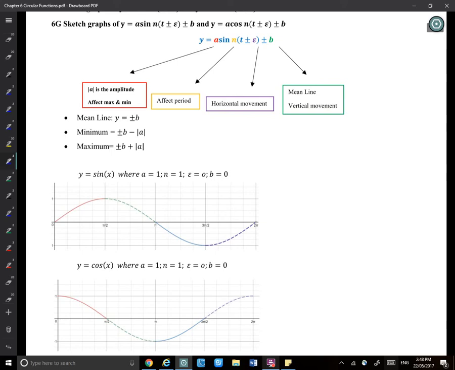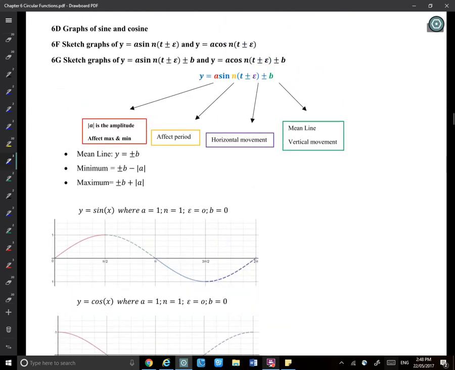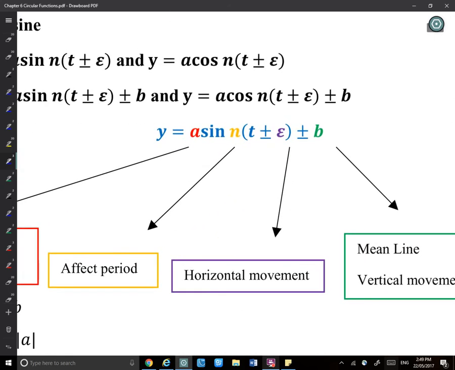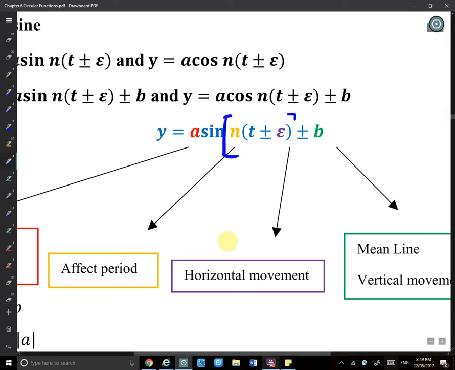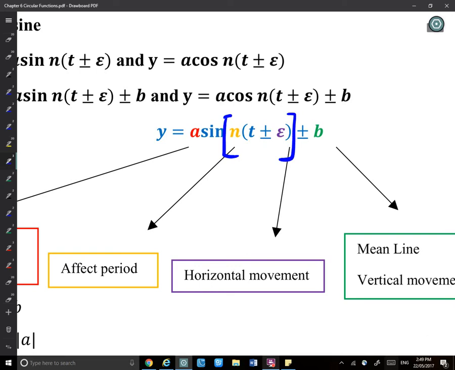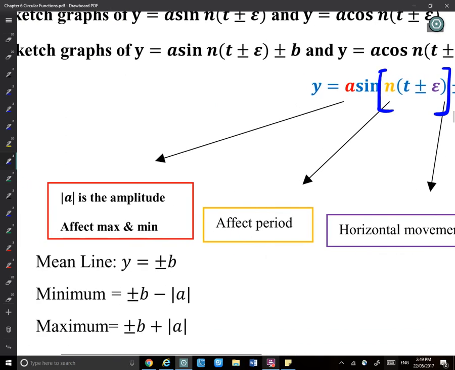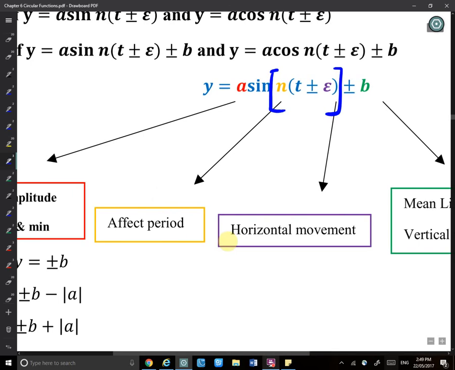So sine, cosine, tangent graphs are the same. For the sine and cosine graph, first we have a fairly complex equation: a times sine of n(t plus or minus epsilon), plus or minus b. That thing should be in the bracket. b is moving up and down. So what is a? A is the amplitude, which affects the maximum and minimum. What does n affect here? The n affects the period.